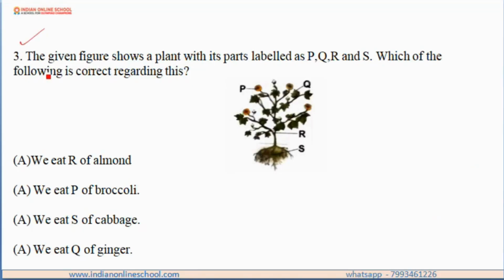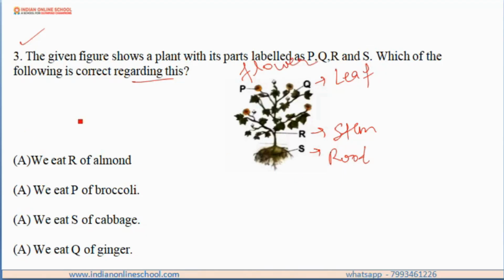The next question. The given figure shows a plant with its parts labeled as P, Q, R and S. Which of the following is correct regarding this? S is roots, R is stem, Q is leaf, P is flower. Okay.